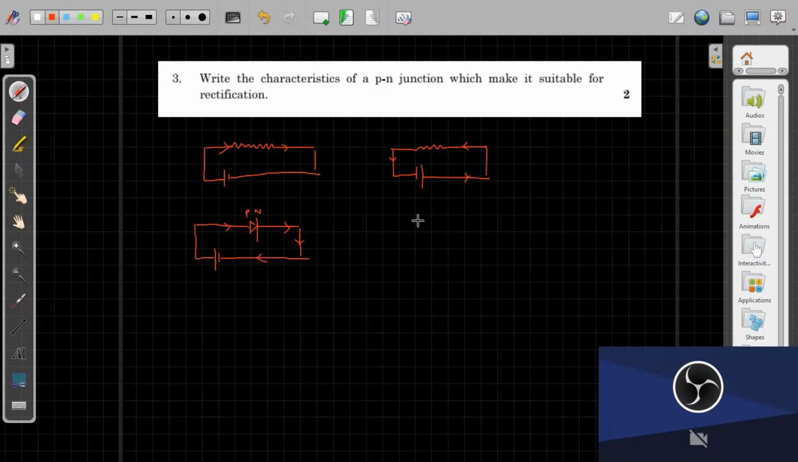Current will conduct. But if you connect it in the opposite way, with this side negative and this side positive, then again this is P, this is N, this is called reverse biasing. This is called forward biasing. In forward biasing, the diode conducts. In reverse biasing, the diode is a perfect resistor. It does not conduct. So this one you can see is bidirectional, but this is unidirectional, only one directional.